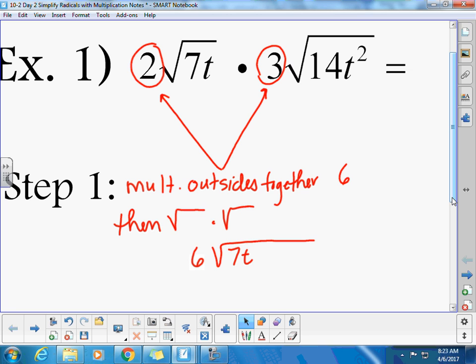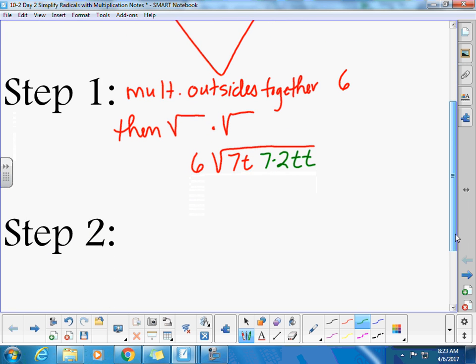Now I'm looking at this 14t. I'm going to break 14 up into 7 times 2. That's what it is, right? So instead of writing 14 under, I'm going to write 7 times 2. And then I have the t squared, which I'll write as t times t. And now remember the rule with simplifying radicals is anytime there's 2 together under a radical, 1 can come out. So I have 2 7s under, 1's going to come out.